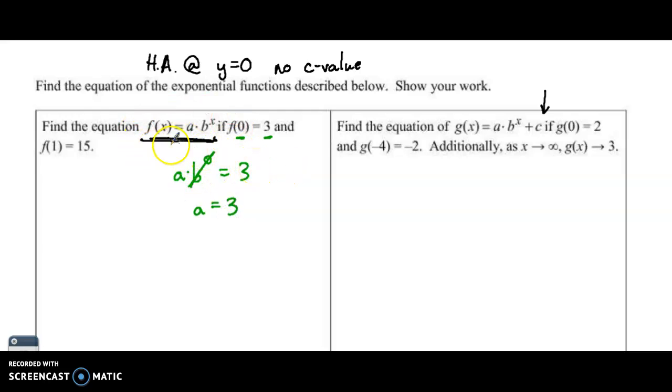Fair enough. So now what I can do is replace a with 3 times b to the first power. Now I'm plugging 1 in for x. It should give me a value of 15. Well, if I divide 3 over, then b must be equal to 5.